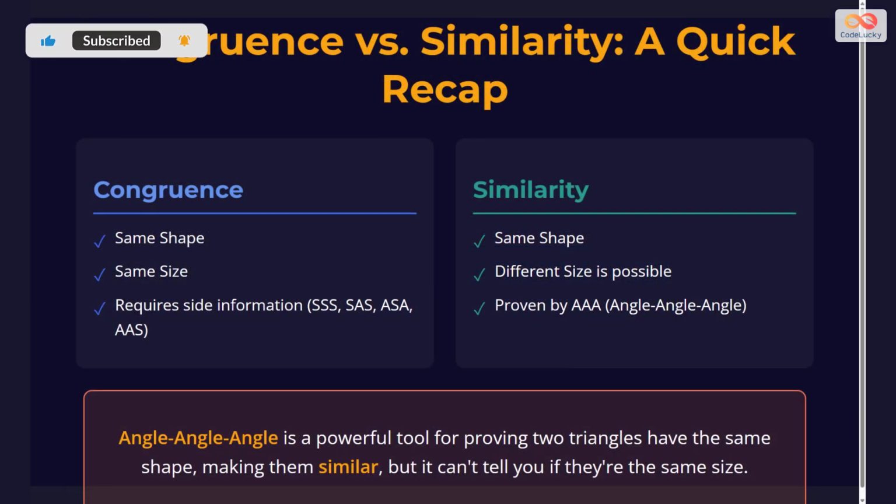Let's quickly recap the difference. Congruence means same shape and same size, and you need side information to prove it. Similarity means same shape, but potentially different sizes, and this is what angle-angle-angle proves. So while AAA is a very useful tool in geometry, it's important to know that it's a test for similarity, not congruence.